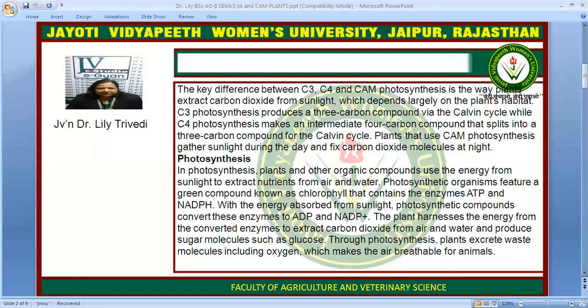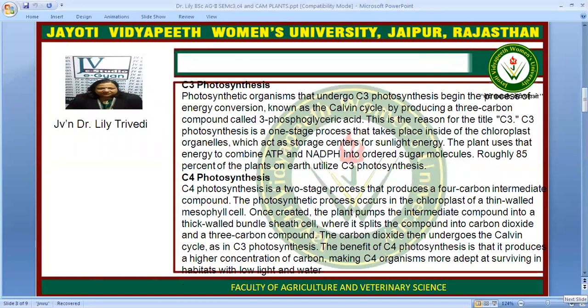Now what happens? You all know the basic process of photosynthesis. Now C3 photosynthesis, what happens in it? The C3 photosynthesis begins the process of energy conversion, and that is the Calvin cycle, and it produces a 3 carbon compound called 3-phosphoglyceric acid. That is why we are calling it C3.